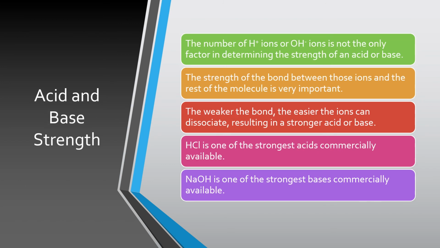The number of hydrogen or hydroxide ions that an acid or base can lose does not determine the strength of the acid or base. HCl, which is monoprotic, is far stronger than H3PO4, which is triprotic. The strength of an acid is determined more by how easily they give up their respective ion, which is based on the strength of the bond holding the hydrogen or the hydroxide to the rest of the molecule. The weaker the bond, the stronger the acid or base.